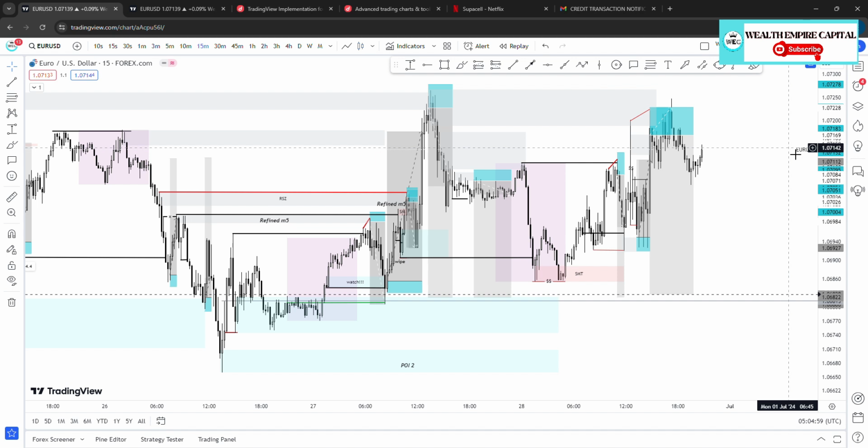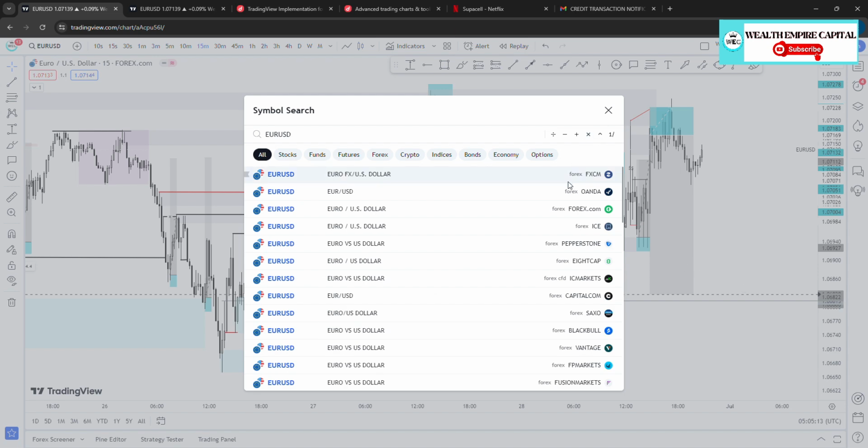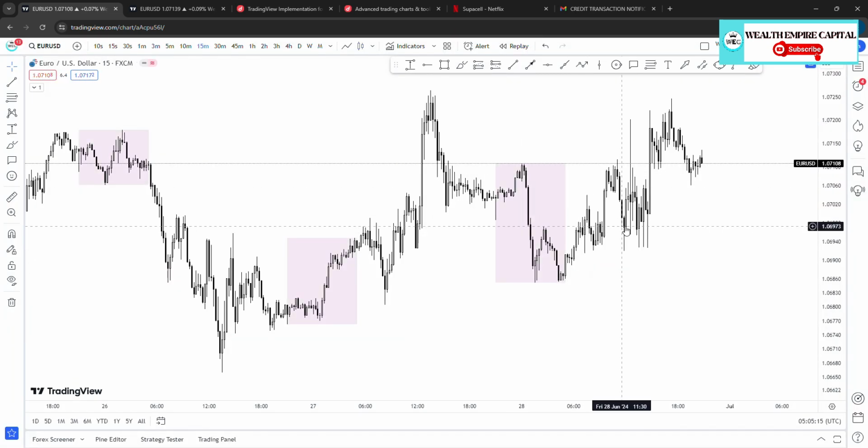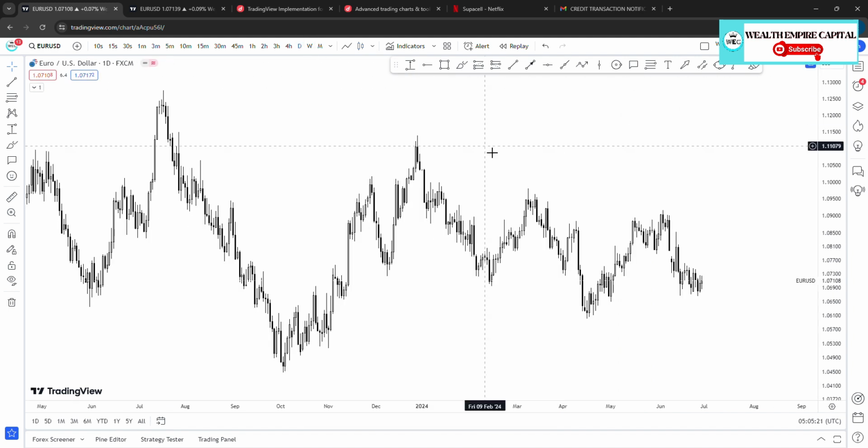Without wasting much time, let's step onto the chart and let me show you what I am looking for on Euro USD for the upcoming trading week. All right, so I'm going to start on a fresh chart. Let's go to FXCM. I don't want to clean these things over there on forex.com. And I'm going to start from the daily time frame.